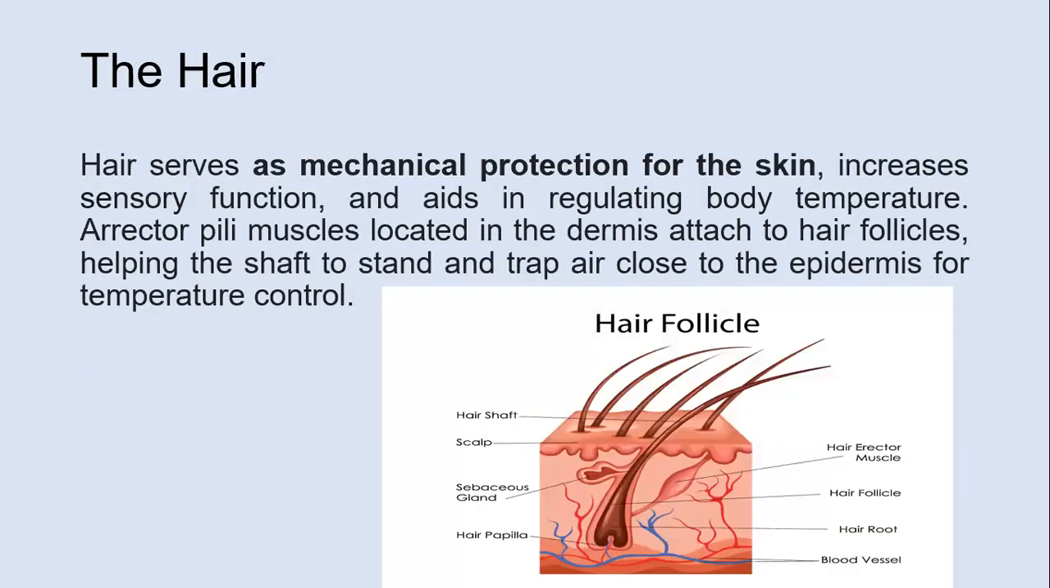Let's move on to the hair. The hair serves as mechanical protection for the skin. It increases sensory function and aids in regulating body temperature. Erector pili muscles located in the dermis attach to hair follicles, helping the shaft to stand and trap air close to the epidermis for temperature control.